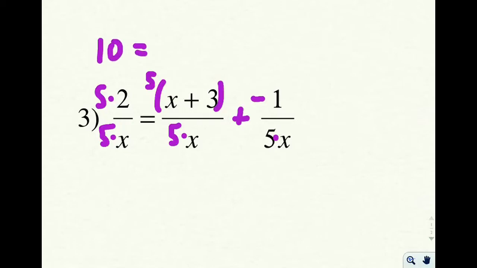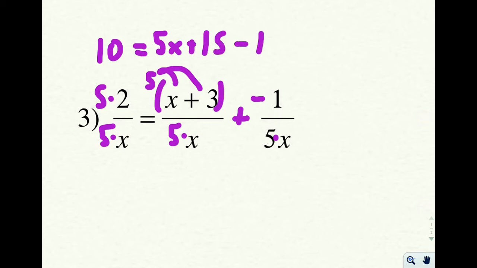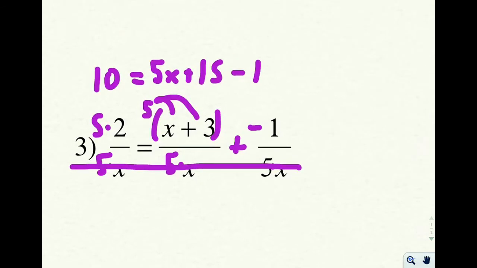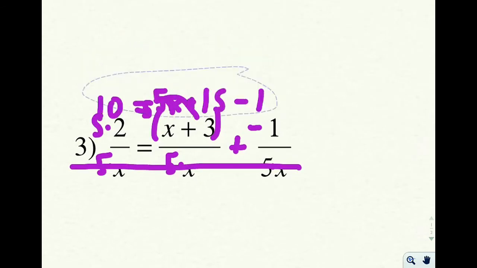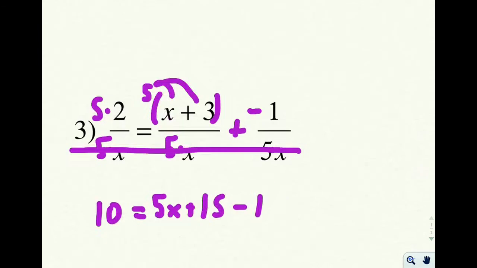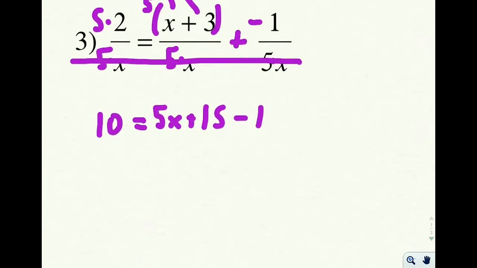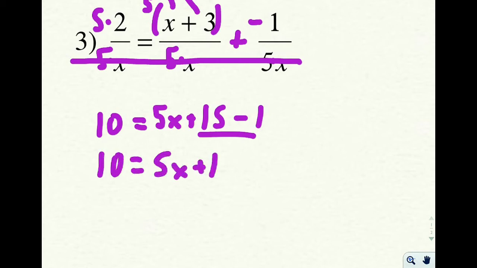equals 5x, and I'm distributing this 5 here, plus 15, and then I have minus 1, or plus a negative 1 on top. And on bottom I have 5x, 5x, and 5x, so because I multiplied both sides by 5x, I can pretty much cross those out. So now let's finish this off here. If I'm going to show my work, I guess I'll move that down here. And I need to combine these two, so I get that down to 10 equals 5x plus 14.